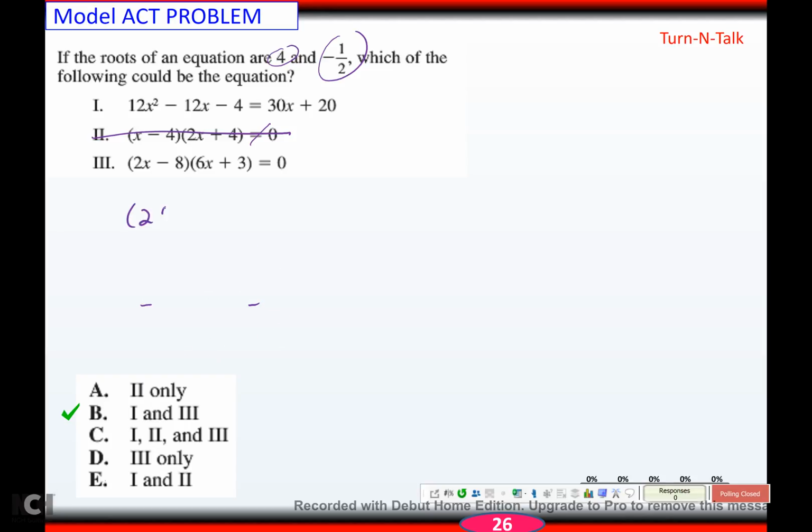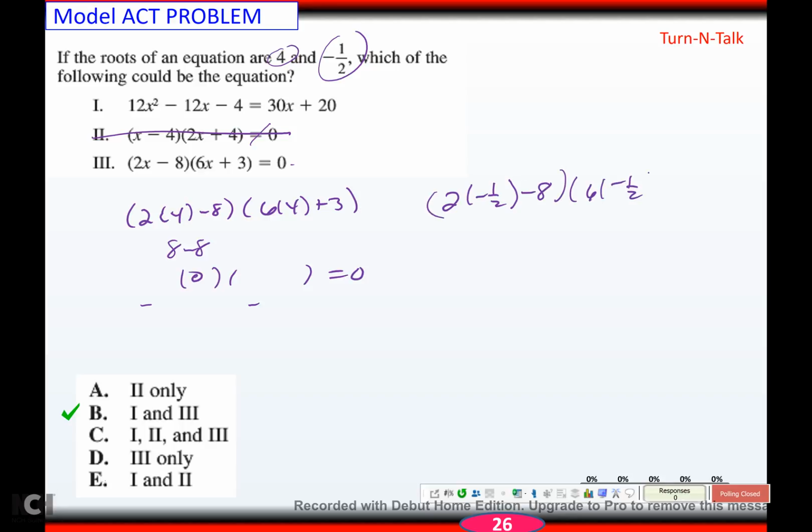Okay, and then if I check 3, plug in 4: 2 times 4 minus 8 times 6 times 4 plus 3. You get 8 minus 8, which is 0, times, I don't care what that is, you get 0, so that works.